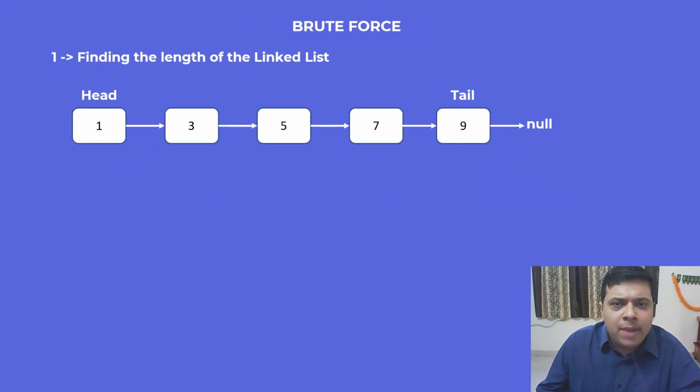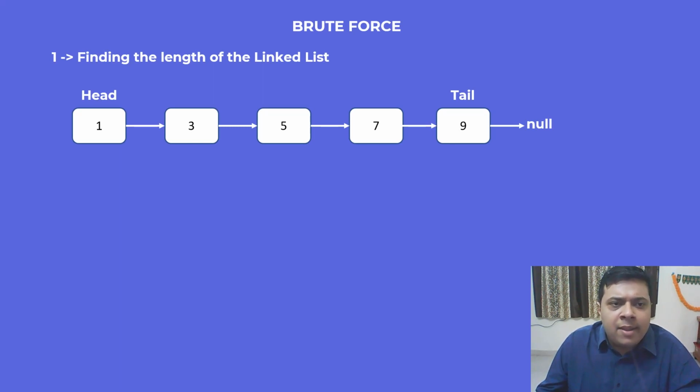The whole premise behind the brute force approach is that first we have to find the length of the linked list, and then we can find out the middle node. The assumption here is that we don't have ready access to the length of the linked list because, as we have seen, a linked list is just a collection of nodes where each node points to the next node, and we don't keep track of the length. So that is the main overarching assumption.